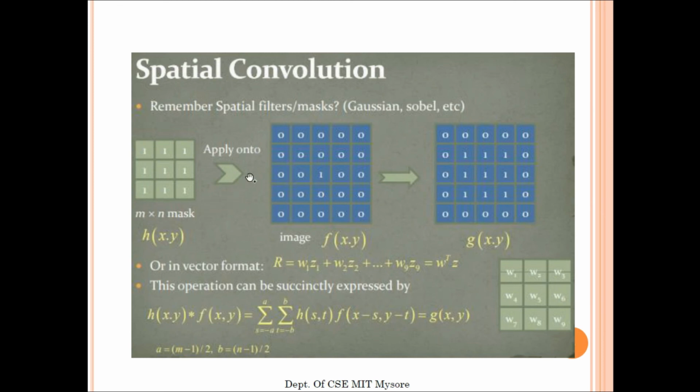So you can see here in the spatial domain, the convolution mask is applied to the image. The convolution mask is represented by h of x comma y and the image is represented by f of x comma y. So the output is g of x comma y. The function is R is equal to w1 into z1 plus w2 into z2 plus up to w9 into z9. So here w represents the convolution mask and z represents the input image.